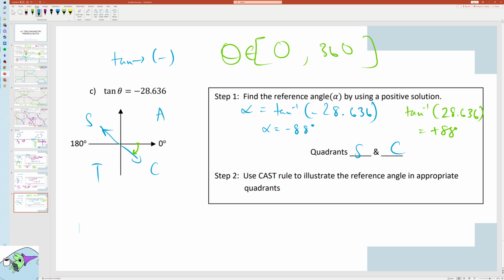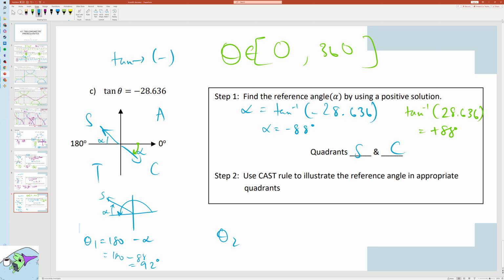All right, so we have alpha here, we have alpha here as well. Now how do we make it to both of those angles? To make it to this one out here, we'll go by 180, but that's too far. We have to go back by alpha. So theta 1 is equal to 180 take away alpha. This is the one in the S quadrant, which is equal to 180 take away 88, which is equal to 92 degrees.